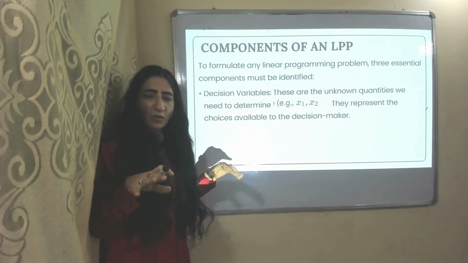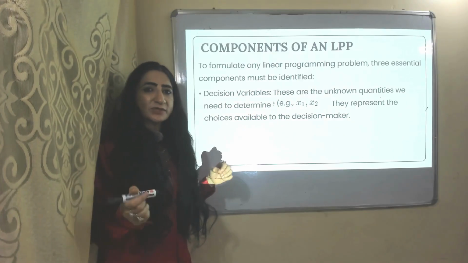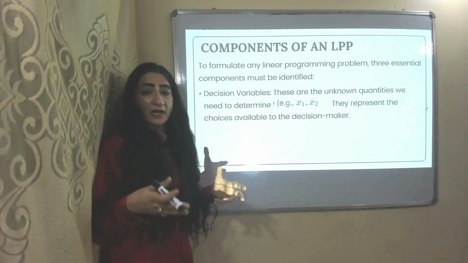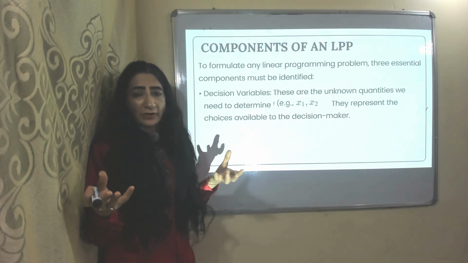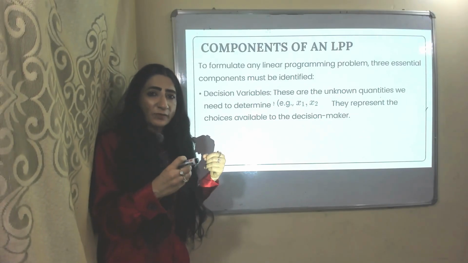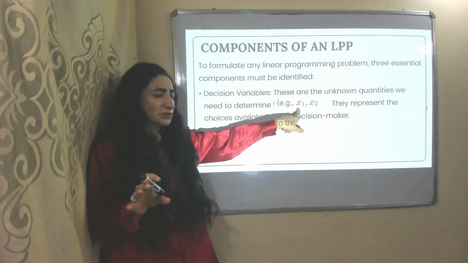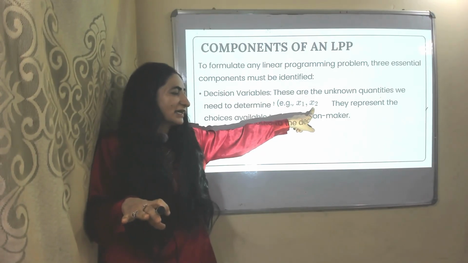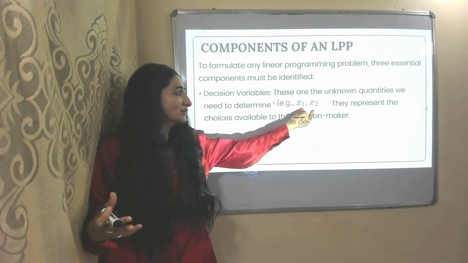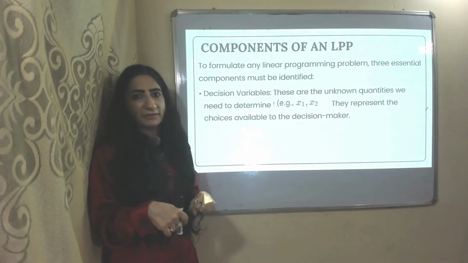There are mainly three components of linear programming. First is the decision variable. That means what you are going to decide through linear programming. For example, through linear programming, you want to decide how many units of bags and how many units of watches you need to produce. So here x1 is the number of bags and x2 is the number of watches, or you can say that these are unknown quantities which you want to determine through linear programming.